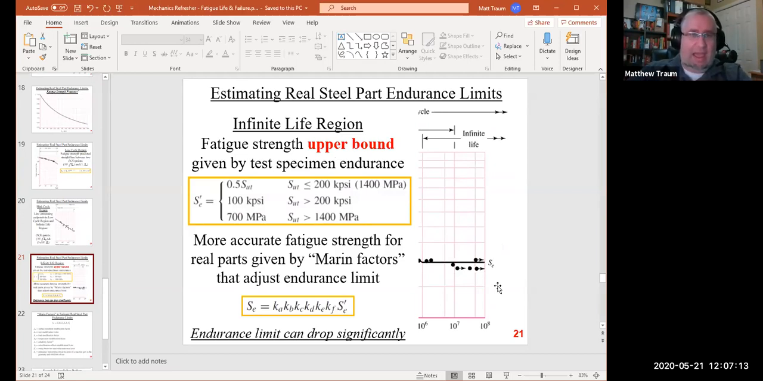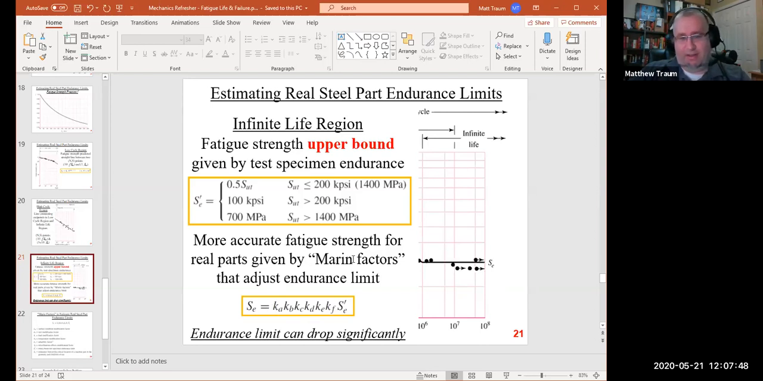And so how do we then extend this model, this approximation, to give us some sense about how to design real parts, right? Because you guys aren't all going to just design a bunch of rotating shafts for the rest of your careers. You're going to be designing parts that bend and parts that flex and parts that do things other than just get cyclically loaded in rotation. And so the way that we do that is we modify this SE prime value by multiplying it by something called a Marin factor.